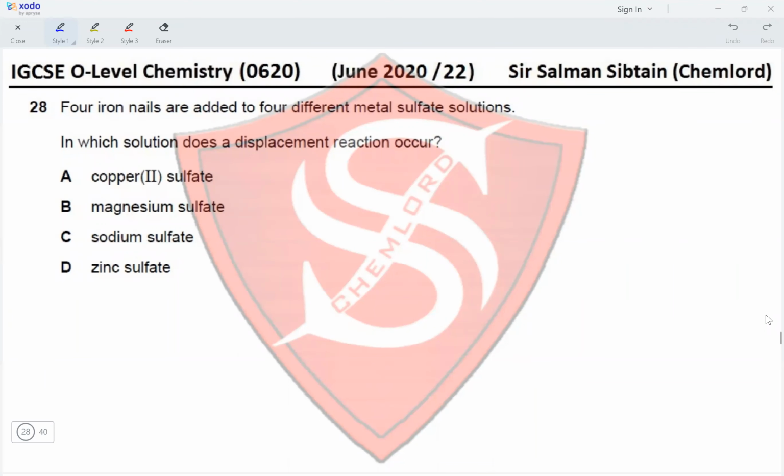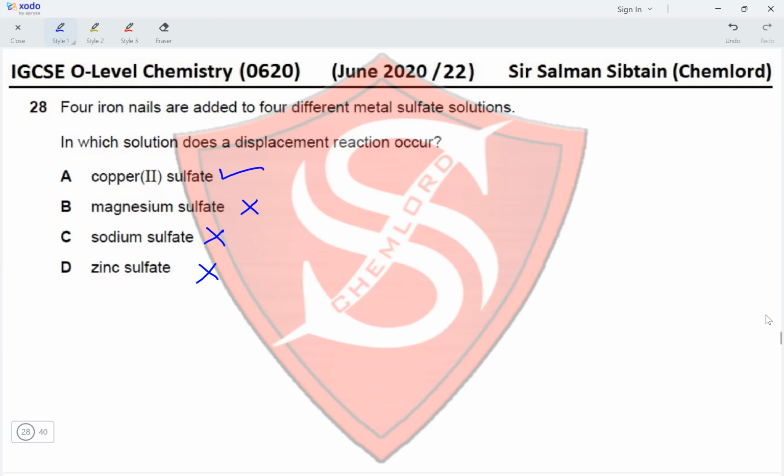Question 28. Four iron nails are added to four different metal sulfate solutions. In which solution does a displacement reaction occur? It would occur in a solution in which iron would be more reactive than the other metal. So copper sulfate, iron is more reactive than copper. That means the displacement reaction will occur. Copper metal will be produced and iron sulfate solution will be produced. Magnesium sulfate. Magnesium is more reactive than iron, so iron will not displace magnesium in magnesium sulfate. Sodium is more reactive than iron, so the reaction will not occur. Zinc is also more reactive than iron, so the reaction will not occur.